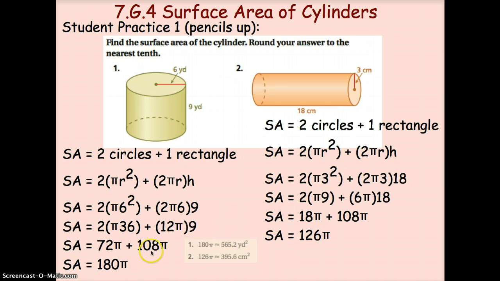So if I take a look at the final answers here, I have my answers left in terms of pi. I did also multiply them times pi so that you can see what the final answer would be. However, you do not need to write this down, because the important part is 108 pi yards squared, 126 pi centimeters squared. Okay, hopefully you did well on that. Please go ahead and go on to the quiz.